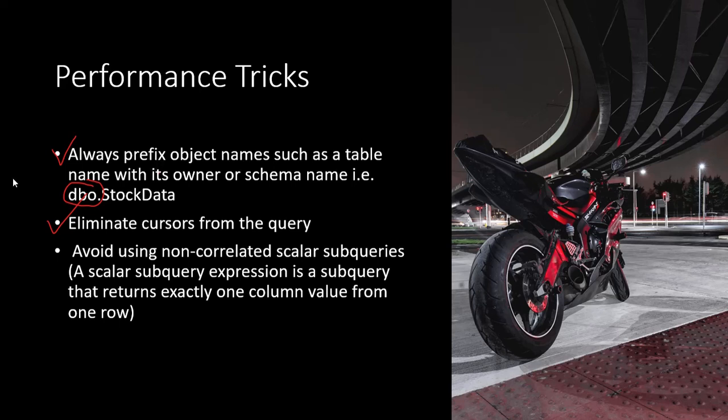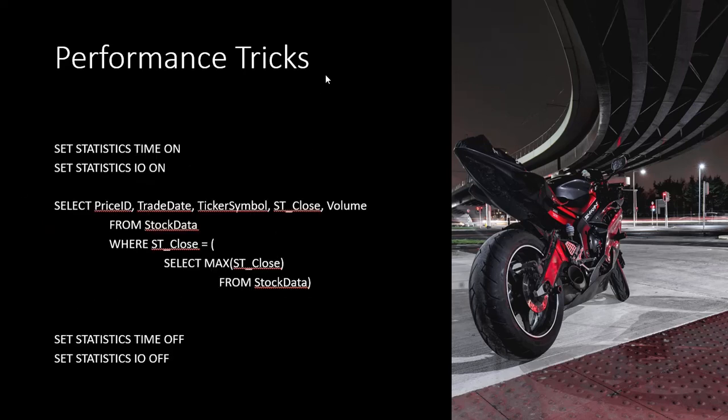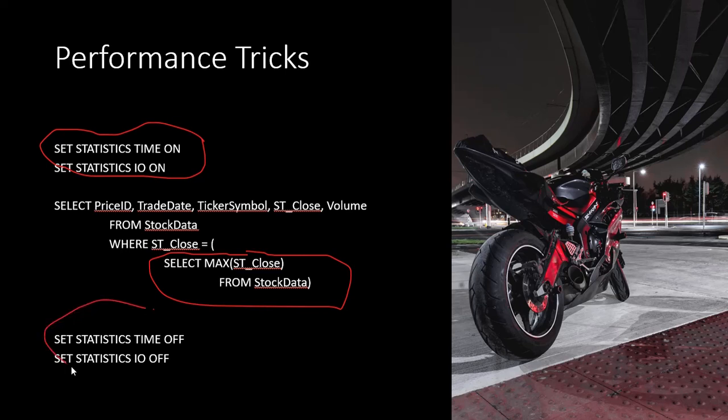Third, avoid using a non-correlated scalar subquery. A scalar subquery is a subquery that returns exactly one column value from a row. So looking at an example, I'm going to do the same query two different ways and look at the performance of each. The first, I have price ID, trade date, ticker symbol, closing price, and volume from stock data, where st close equals, and here's my scalar subquery. It's scalar because it's going to return a single value. Select max close from stock data. I've got some performance assessing components at the beginning and end.